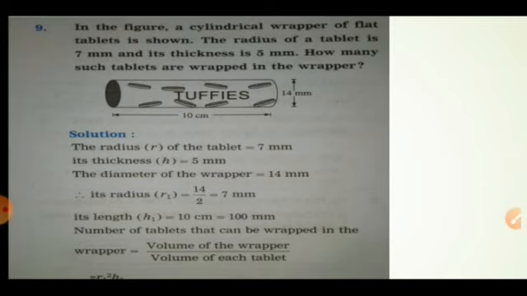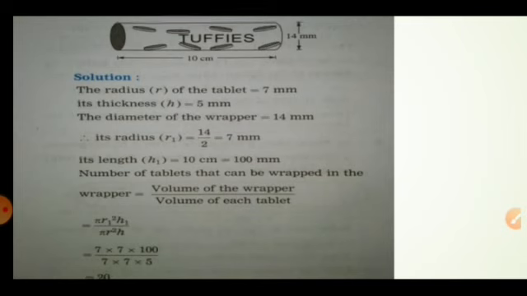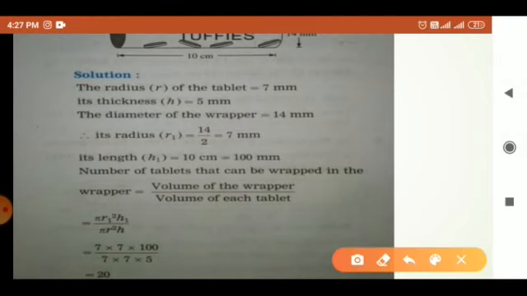There is a wrapper in which tablets are kept, and the dimensions of the wrapper are given. Wrapper means packet, a cylindrical packet of a tablet, and its dimensions are given, and again the dimensions of the tablet are also given, and the tablet is again cylindrical in shape. So for the tablet, see here, the radius is given 7 mm and the height is given 5 mm. Okay, and for the wrapper the diameter is 14 mm.